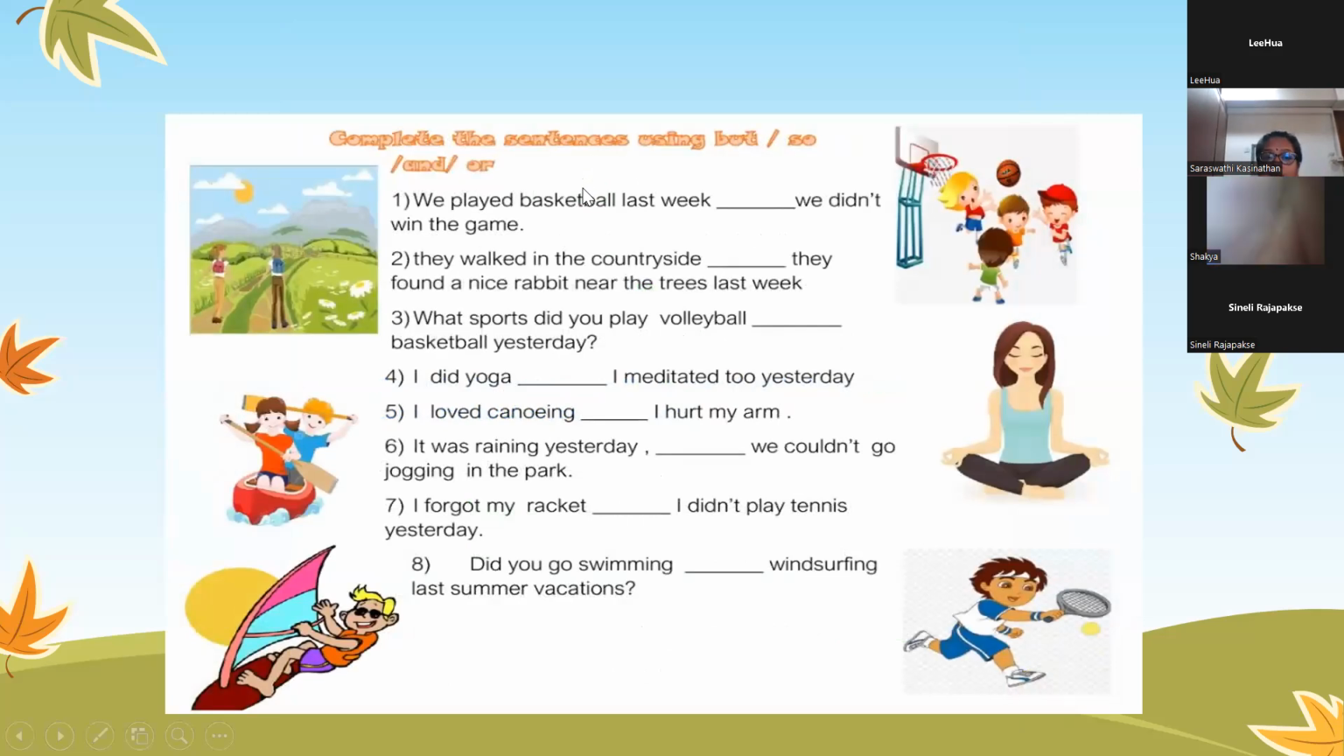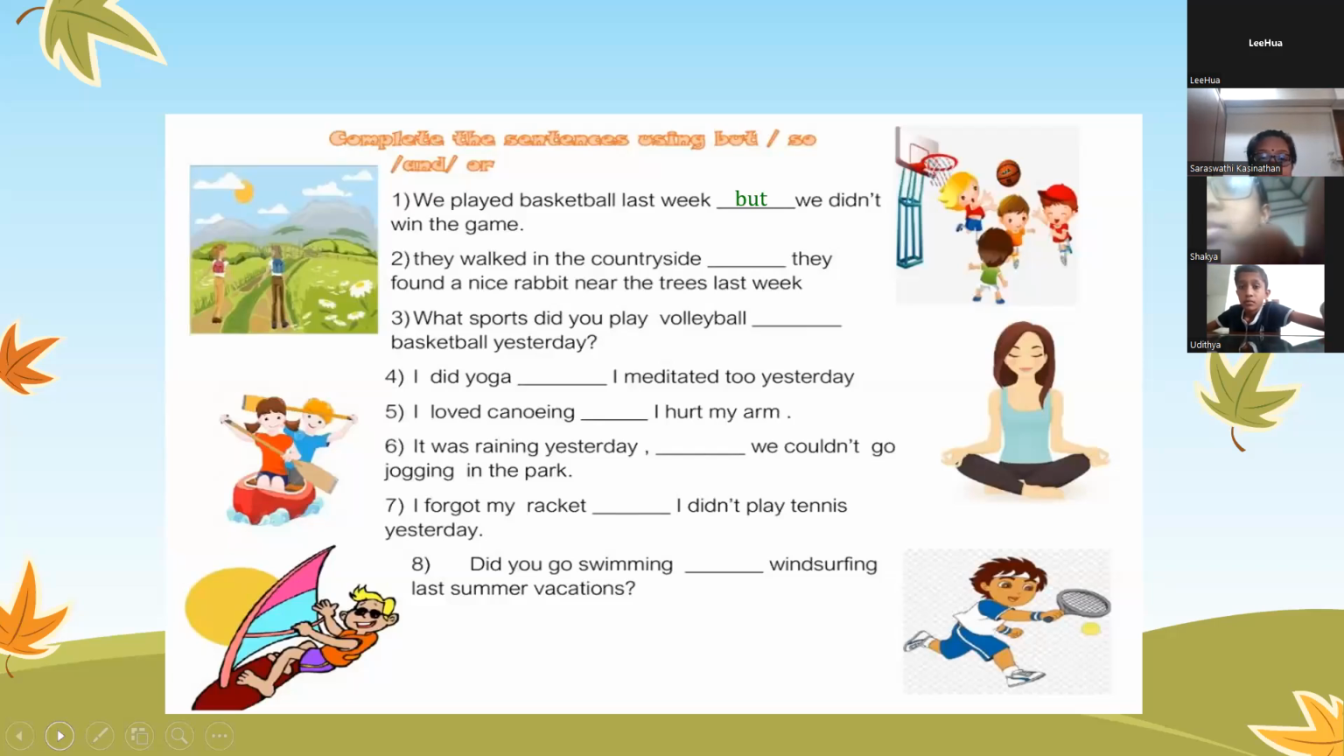Okay. Again, we are going to use but, so, and, or. Okay, these are the 4 very, very common connectors. That's why we keep practicing so that we know when to use them correctly. Okay, let's read the first sentence, children. We played basketball last week, but we didn't win the game. Very good. Well done. See, you understand and it's getting easier, right?